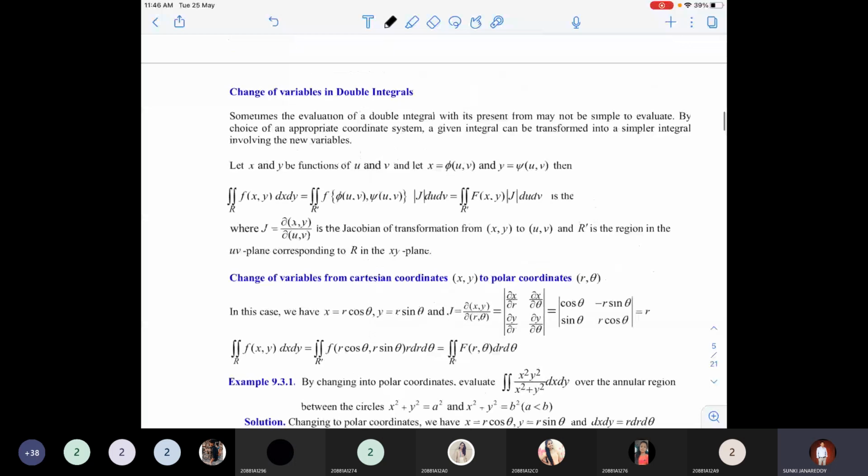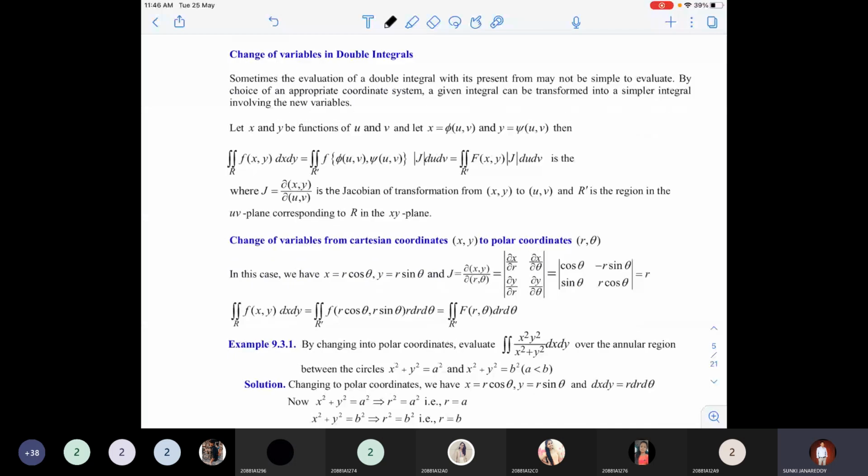In r comma theta, what are the functions? That is, we can see. Means x equal to r cos theta, y is equal to r sin theta. That is also, you know.